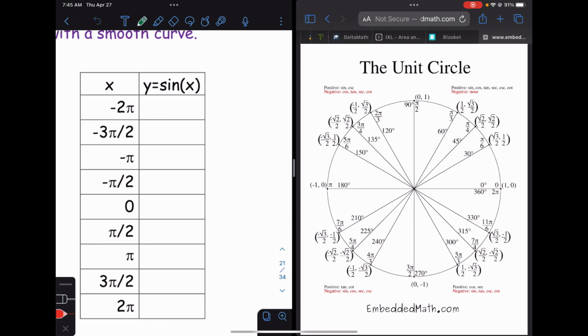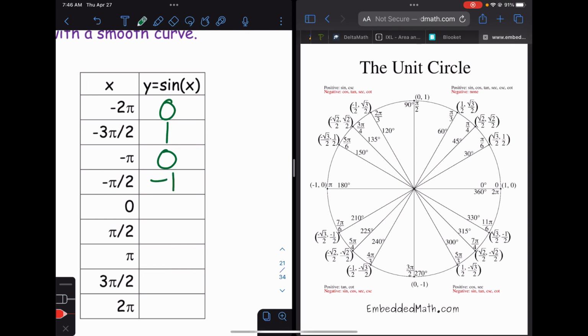In reality, we should be able to fill this in based on our knowledge of how sine and cosine work and the unit circle. If we look at negative 2 pi, our sine value at negative 2 pi is going to be 0. At negative 3 pi over 2, our sine value is going to be 1. At negative pi, our sine value is going to be 0. And at negative pi over 2, our sine value is going to be negative 1.